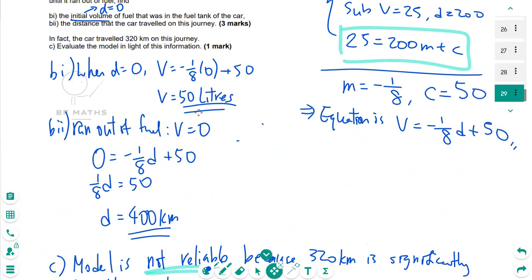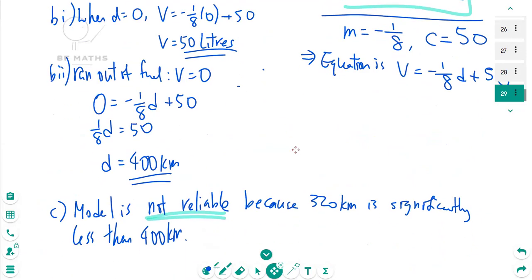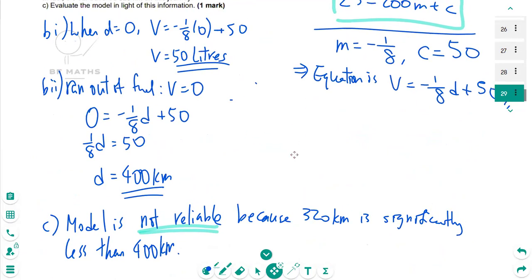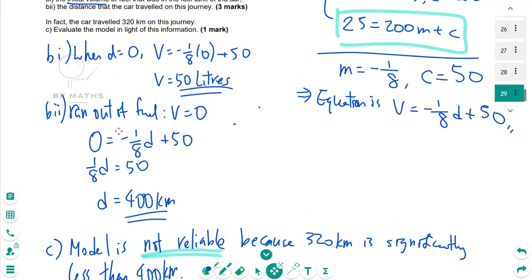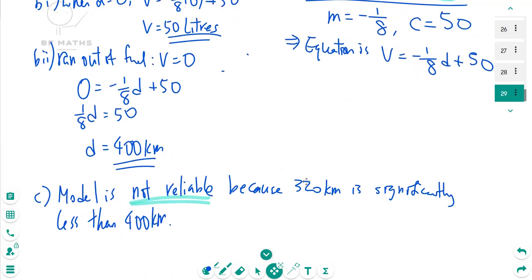Okay. Part C. In fact, the car only traveled 320 kilometers on this journey. Evaluate the model in light of this information. This model is not very reliable because we calculated the car should have traveled 400 kilometers, right? If you use the full tank, 400 kilometers. But in real life, it only traveled 320. So that's why, okay, it is significantly less. So we use the word not reliable, all right? Or we can use the words not very accurate, all right?